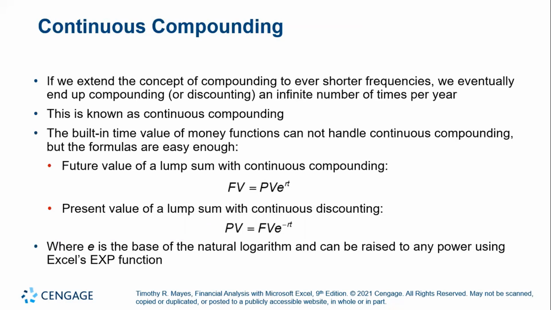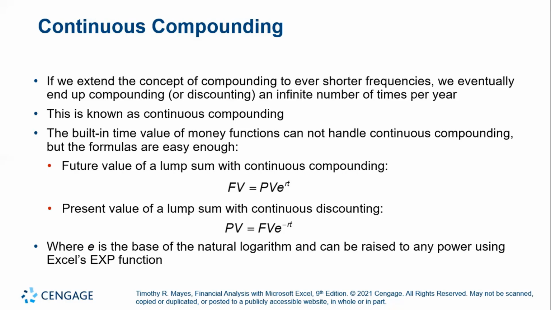Continuous compounding. If we extend the concept of compounding to ever shorter frequencies, we eventually end up compounding or discounting an infinite number of times per year. This is known as continuous compounding. The built-in time value of money functions cannot handle continuous compounding, but the formulas are easy enough.